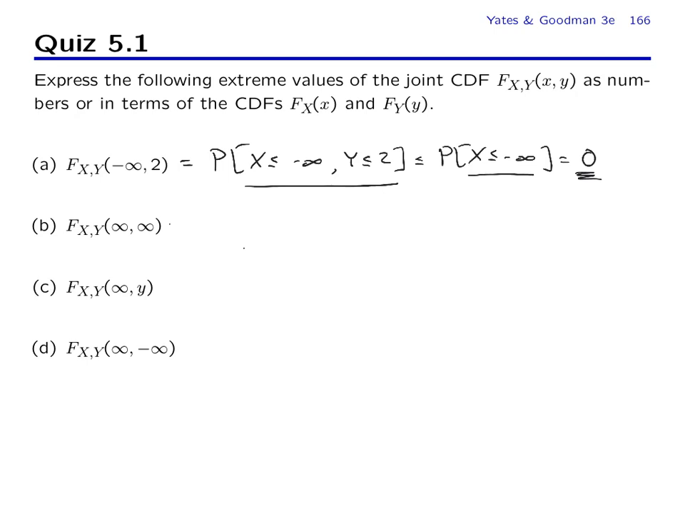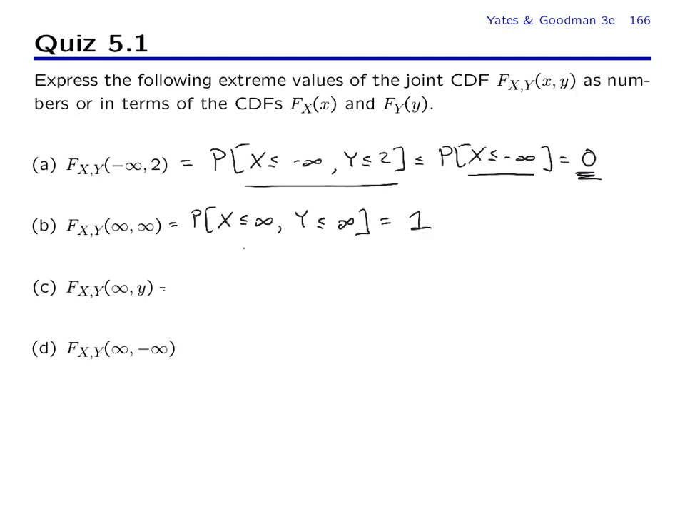The next step is to look at the joint CDF at infinity and infinity. This is the probability x is less than or equal to infinity and y is less than or equal to infinity. And this event always happens. So this probability is 1.